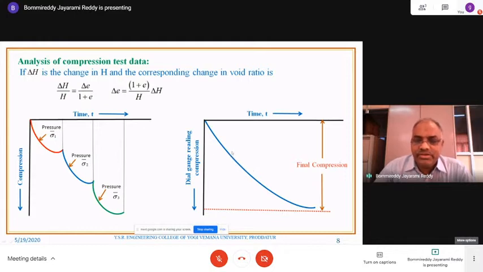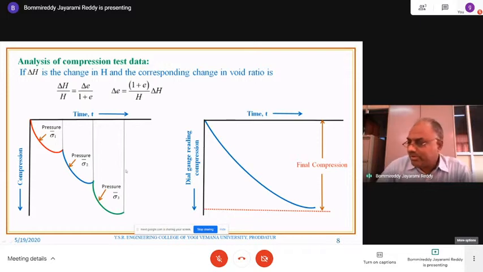So here, what we do in the laboratory is keep the stress acting on the soil constant. Constant compression, a constant sustained load, will be placed on the soil. So the stress acting on the soil is constant. For a given stress, compression varies with time.